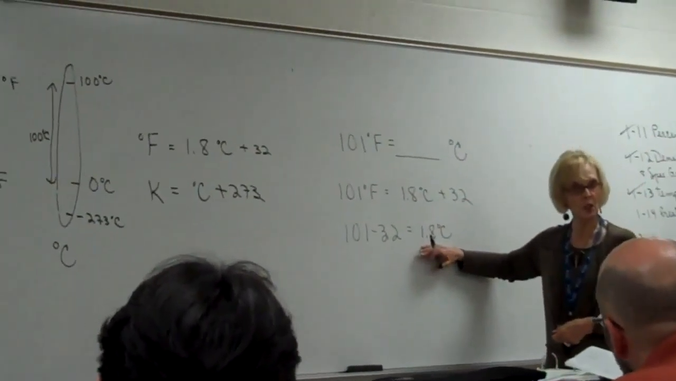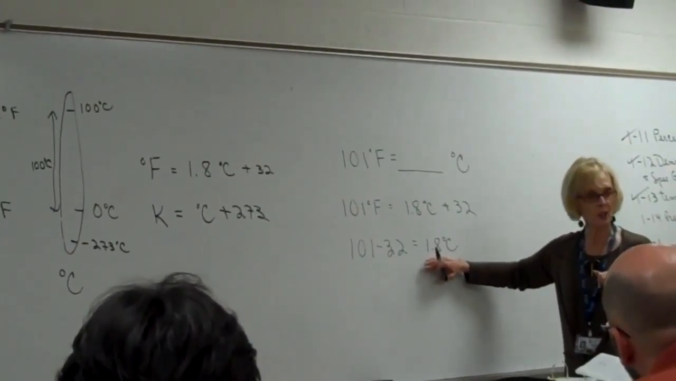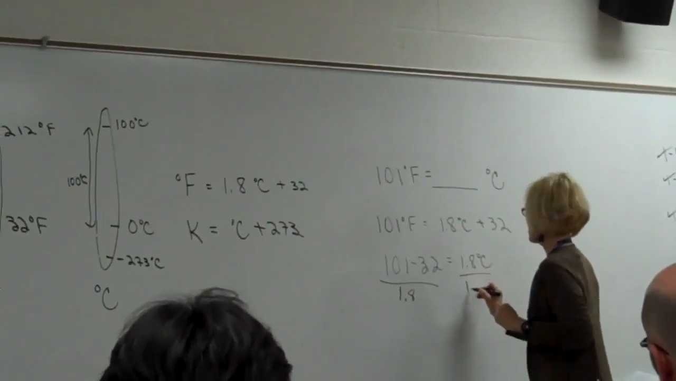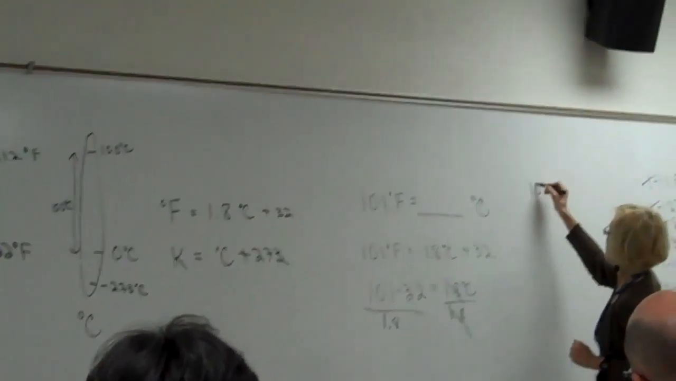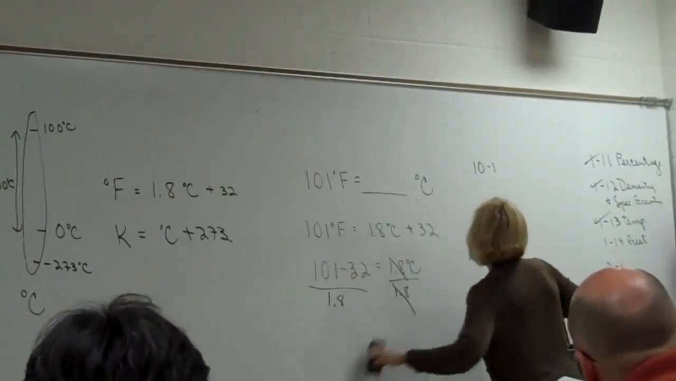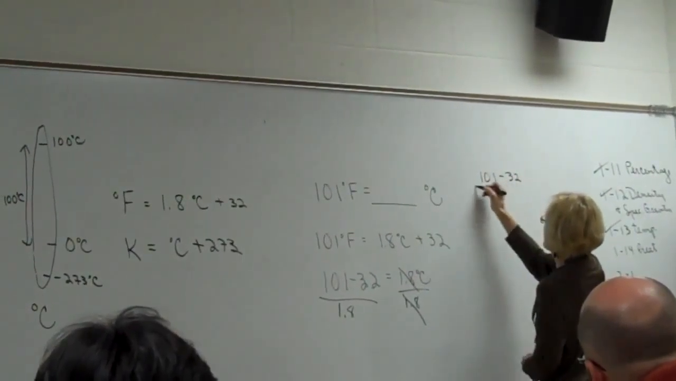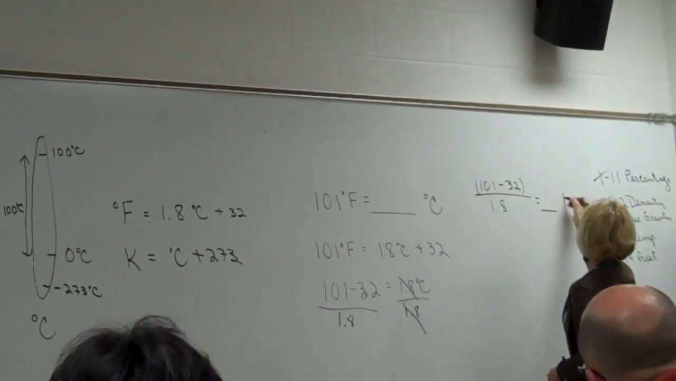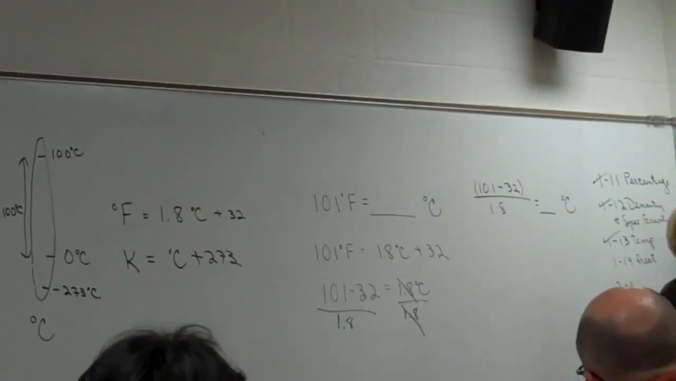I want C to stand alone. It's already up on the top, so that's not an issue. But I want it to stand alone, so that means I'm going to divide both sides through by 1.8. Now I have 101 minus 32 divided by 1.8 is equal to degrees Celsius.